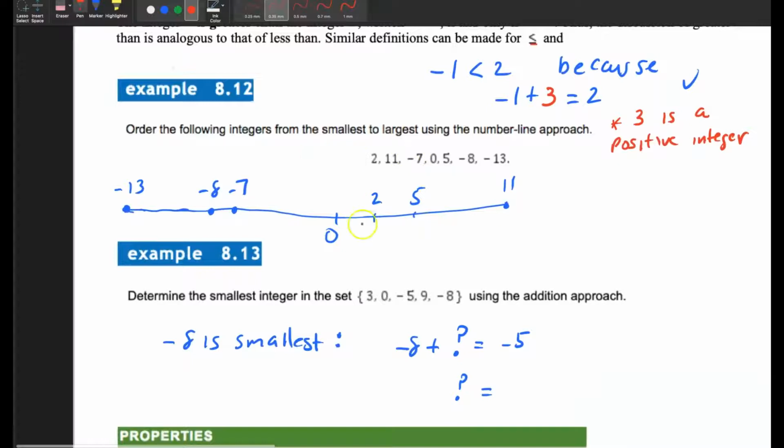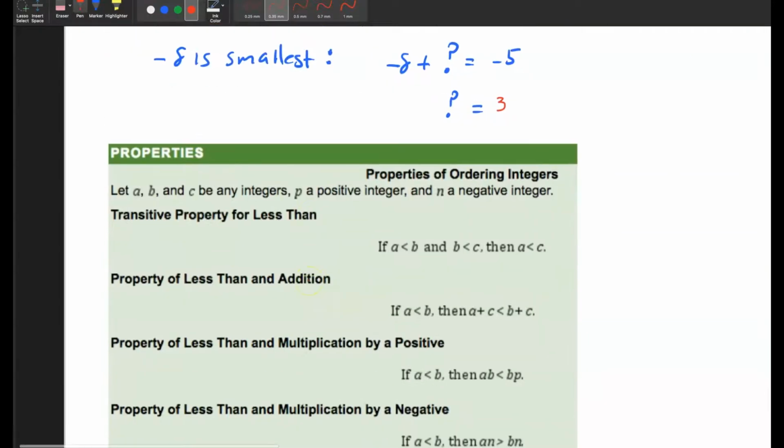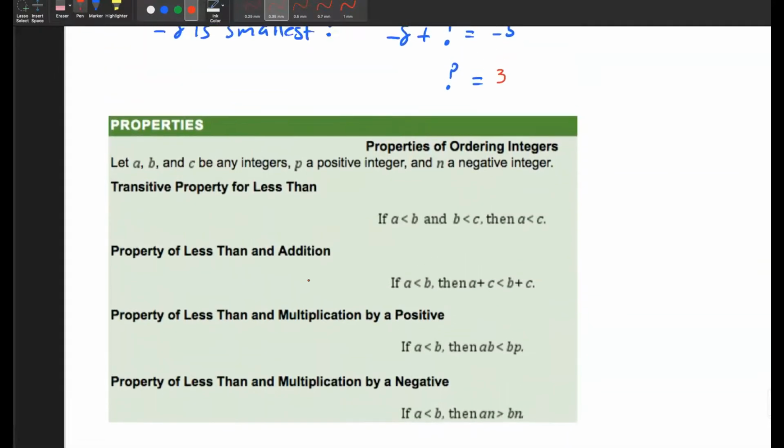We end with these examples here. Using a number line approach, you can see -13 is the smallest. I know -8 is smaller than -5 because -8 plus what equals -5 has to be a 3. So I'm giving -8 something to make it -5. So that's how I know it's smaller. And then we end with these properties here.